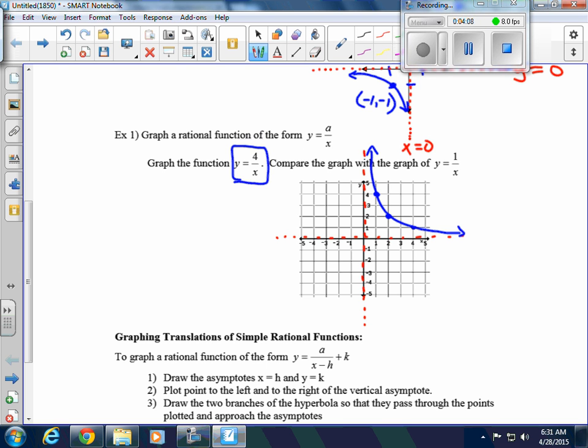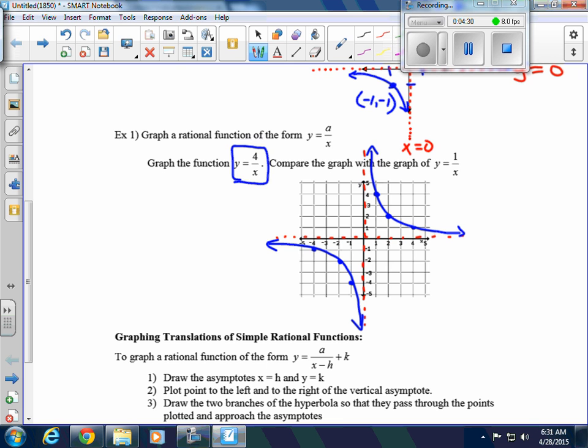On the other side, it's going to be symmetrical. So this branch of the hyperbola is symmetrical. If I put in -1, I get -4. If I put in -2, I get -2. And if I put in -4, I get -1. So here is the branch on that side. Now we've graphed the function.